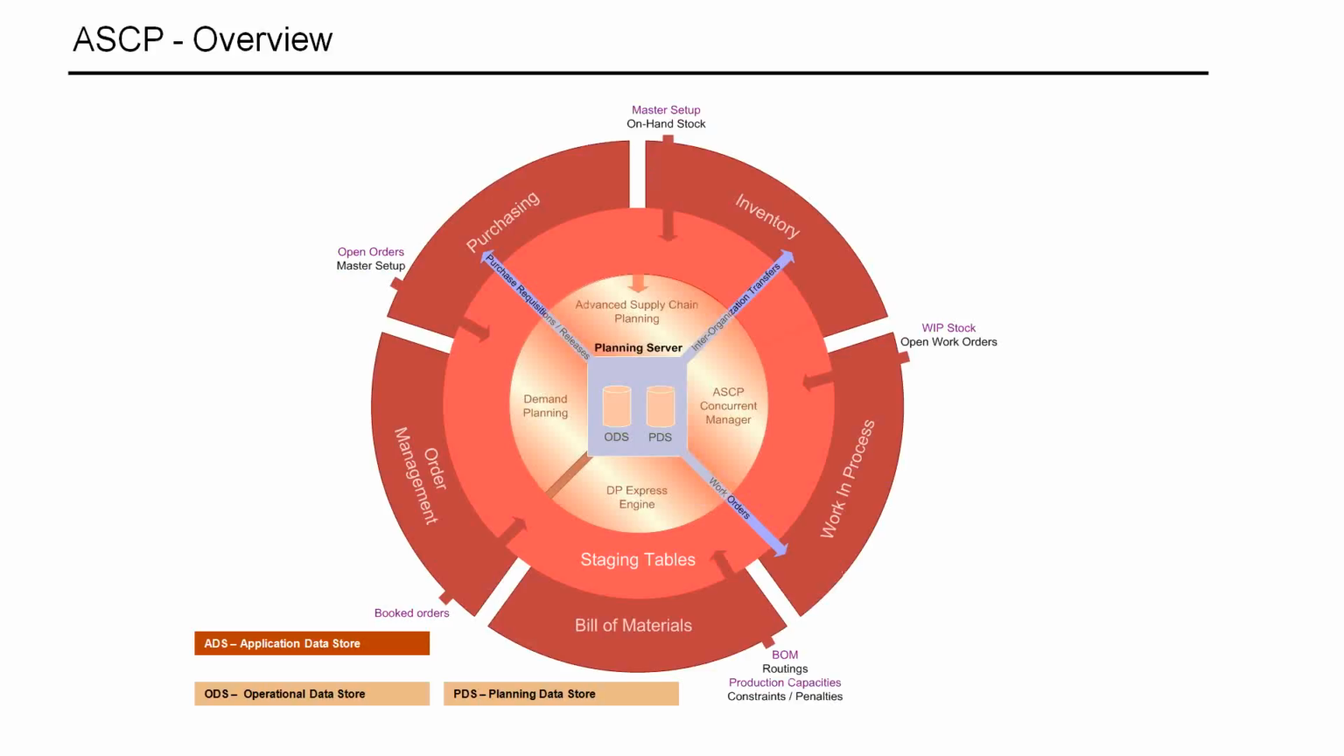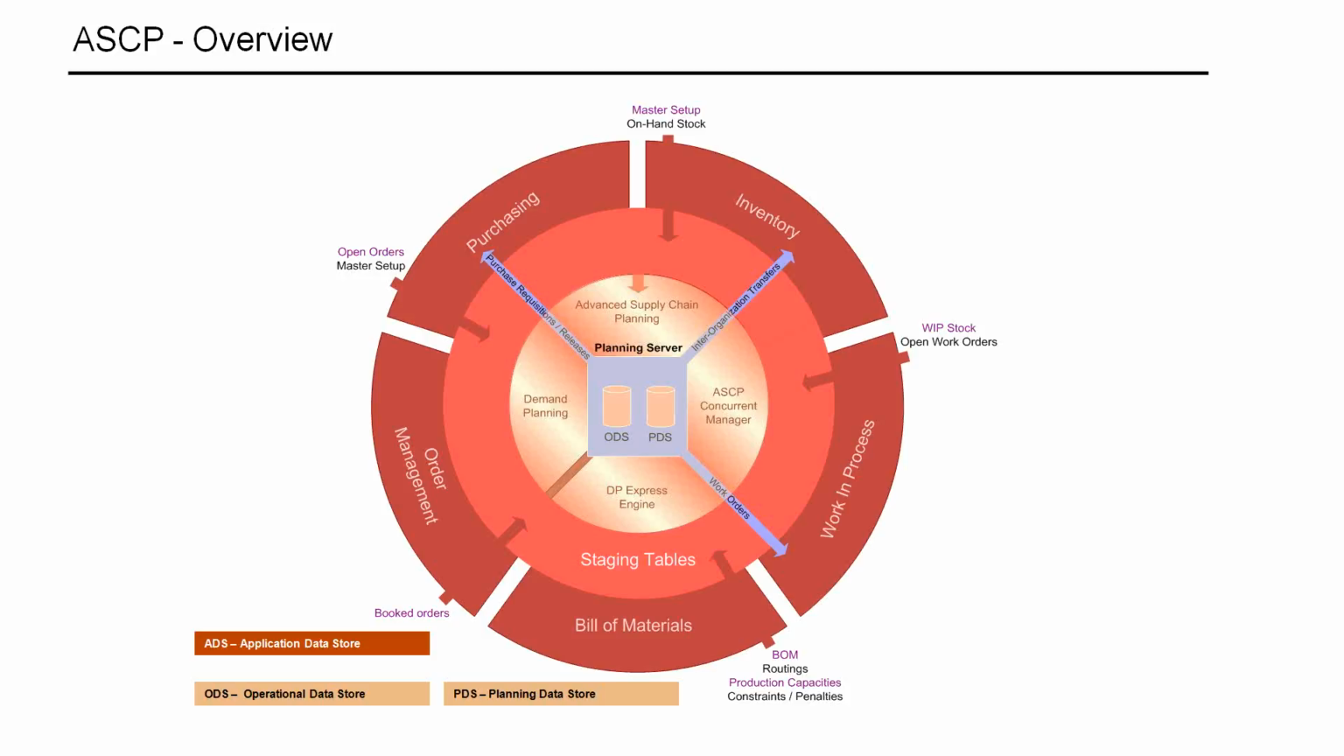Yeah, the next slide talks about the ASCP overview, which is principally, as I said, all the modules are interdependent and they act as an input to ASCP. As we see here, all the modules like purchasing, inventory, work in progress, bill of material, order management act as data manipulators. All the modules manipulate the data of the business and make it meaningful. To make meaningful data out of this, we use the ASCP planning engine.